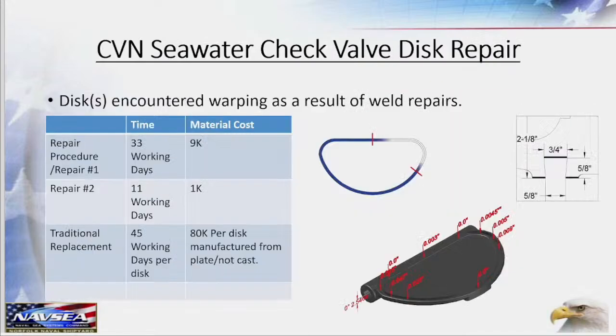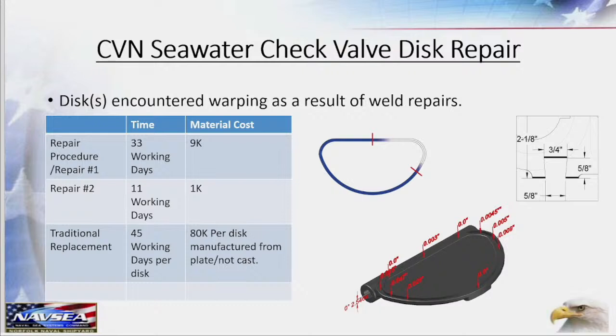So this is probably a fine example of not what to step into for a beginner's learning curve for cold spray, but a good example nonetheless. So this is a seawater disc off of 77, so CVN 77. And what had happened is the two pin locations, we had done some weld repairs. So they go through the effort, try to restore the bores on those pin areas and warp the discs.